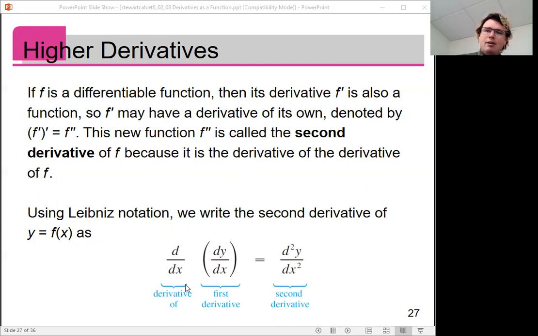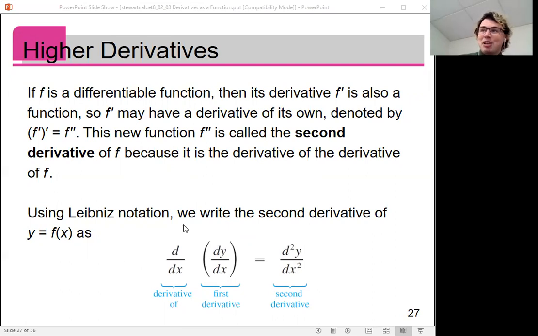So here is my differentiation operator, d on dx. I'm giving that the function dy on dx. So what do I get? Well, the Leibniz notation says we get d squared y on dx squared.